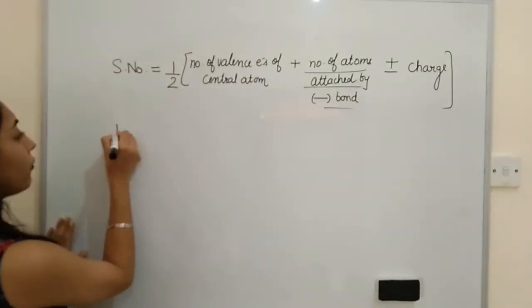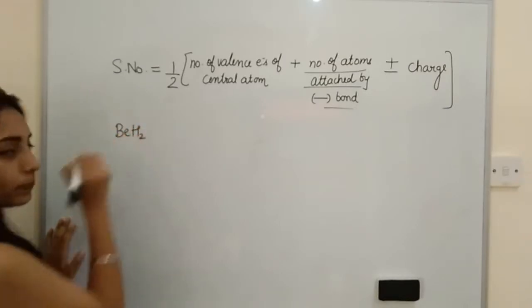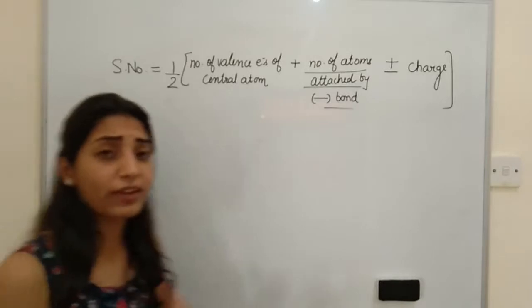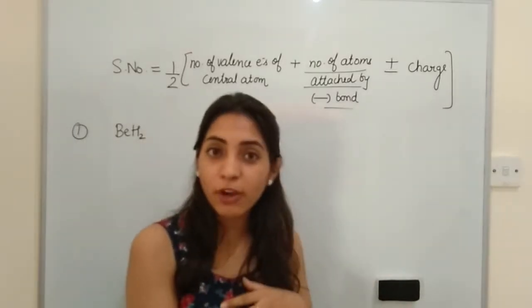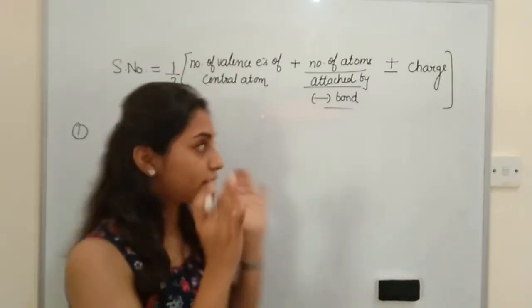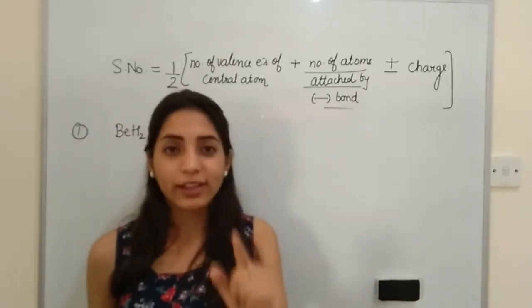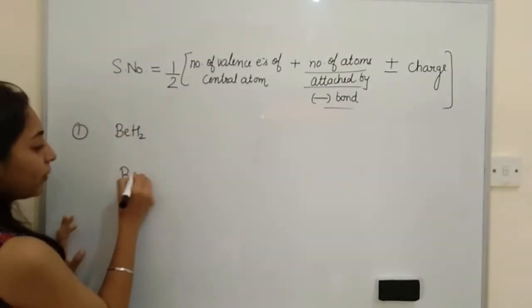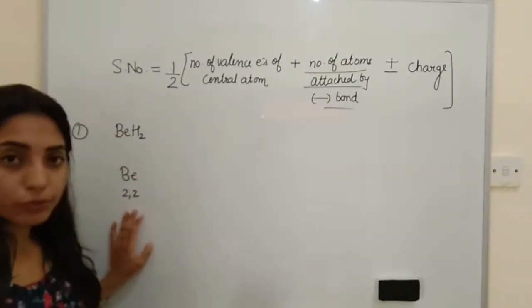Let us start with the molecule BeH2. Fine, this is the first molecule I am starting. So first we'll try to learn how to use this formula, and in the next video I will be taking maybe 40 or 50 examples and I'll solve all of them in a fraction of the time. Okay, so see here, BeH2, first write beryllium, electronic configuration 2,2.